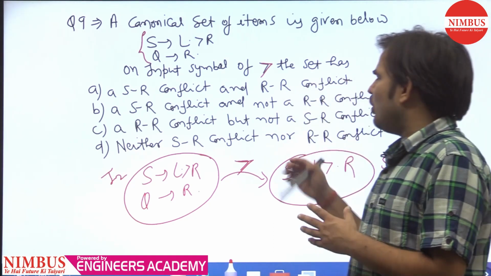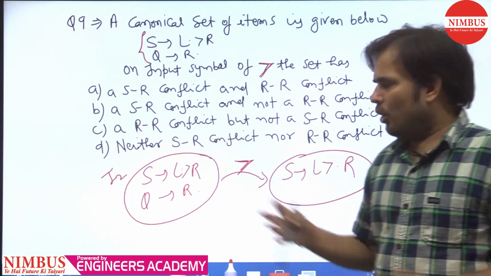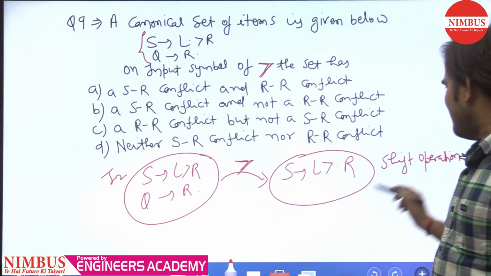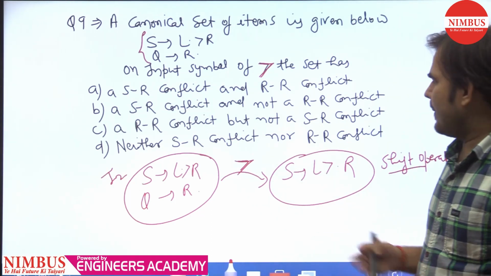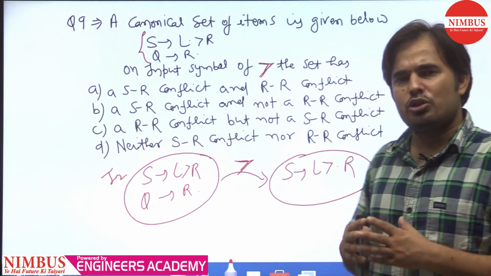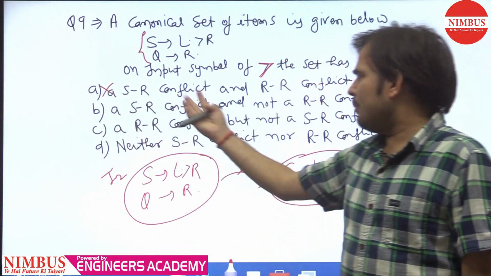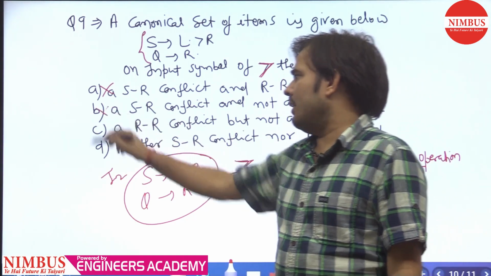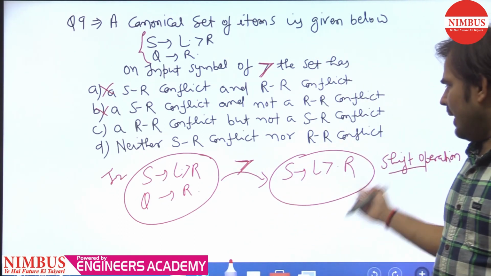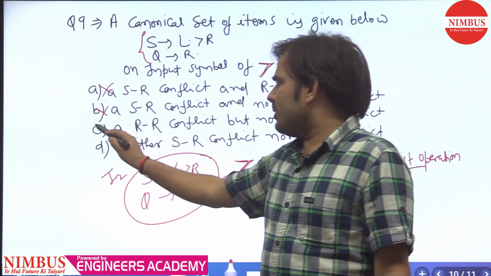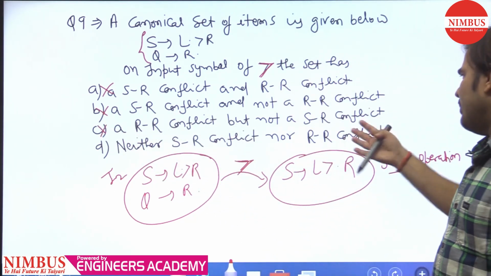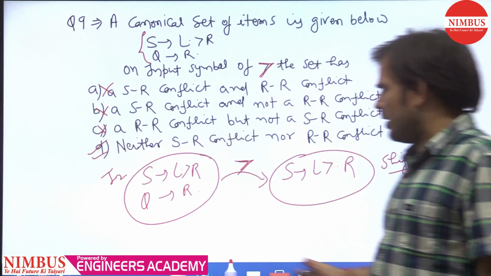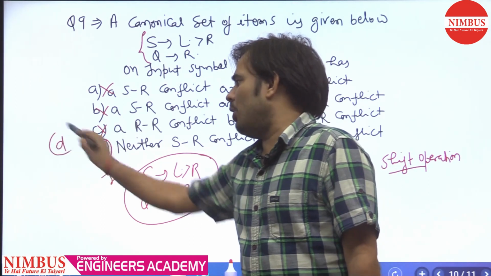So it is asking which of the following is correct when we give this greater than on this canonical set of items. Option A, shift reduce conflict and reduce conflict, no, wrong option. Option B, a shift reduce conflict and not a reduce conflict. Shift reduce conflict है ही नहीं. ठीक है, the dot is only shifting, not reducing any production. Option C, a reduce conflict but not a shift reduce conflict, no. Option D, yes, neither shift reduce conflict nor reduce conflict. So option D is correct here.